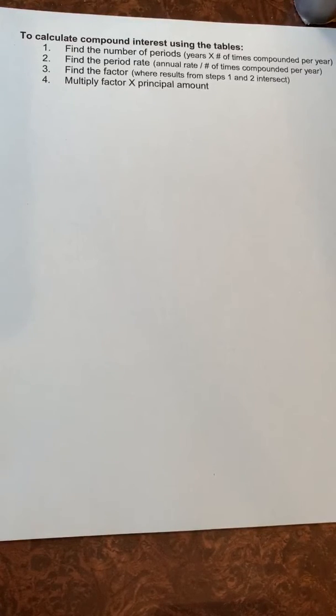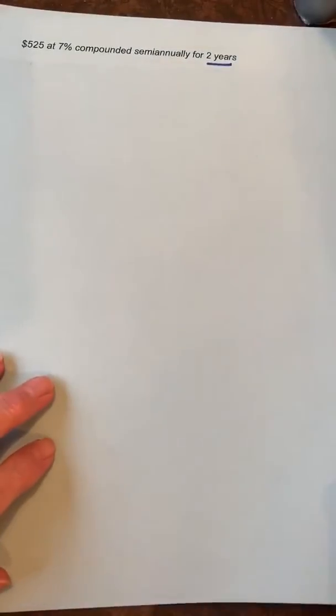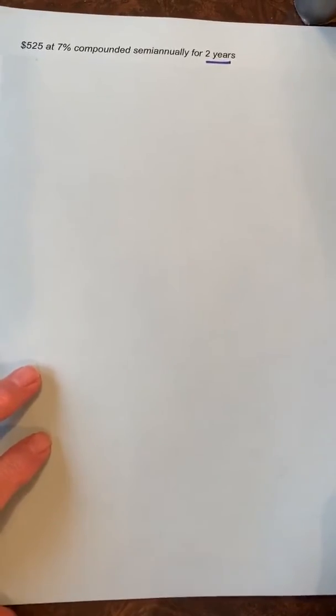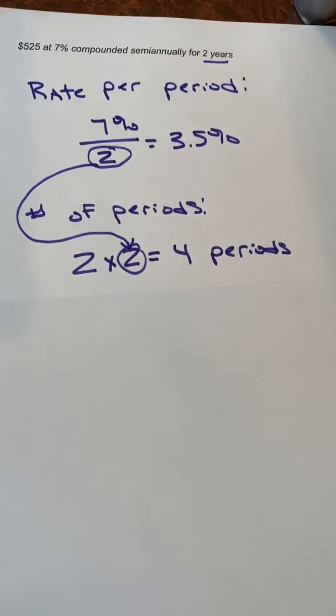Okay, so let's look at the first problem we did manually. We had $525 compounded semi-annually for 2 years. Okay, so just like when we did it manually, every time we have to have a rate per period and a number of periods. So we're still going to use 3.5% and we're going to use 4 periods. Okay, but now we're going to use the tables.